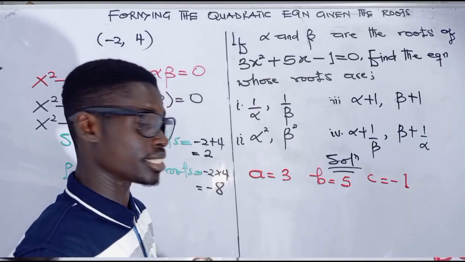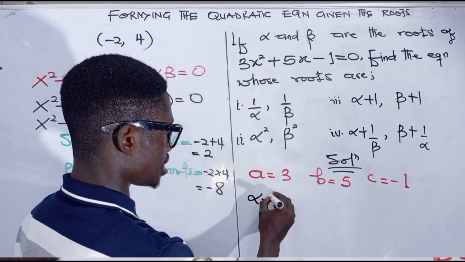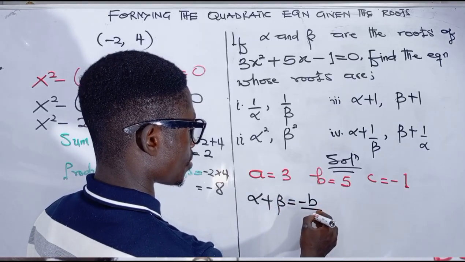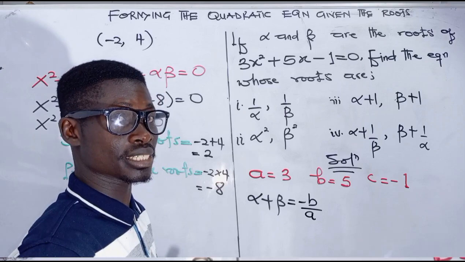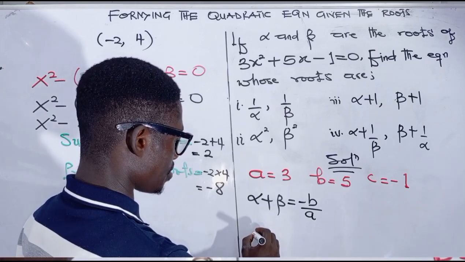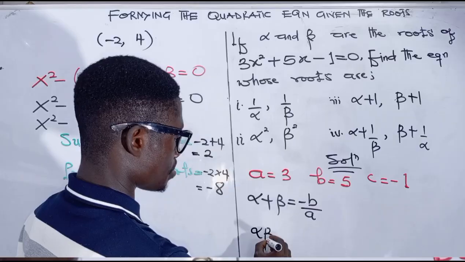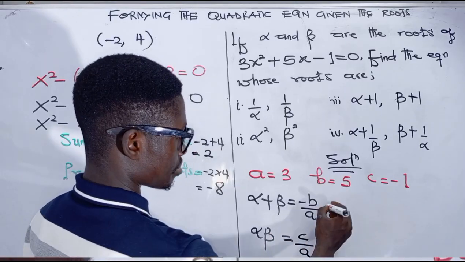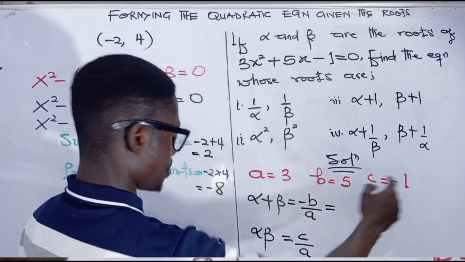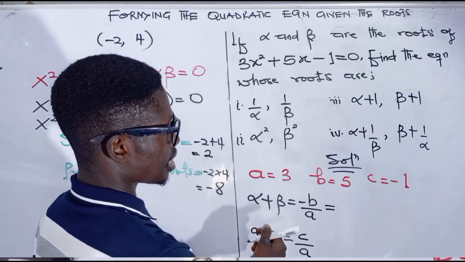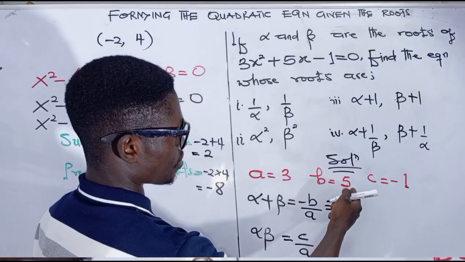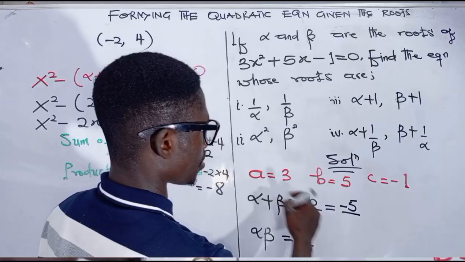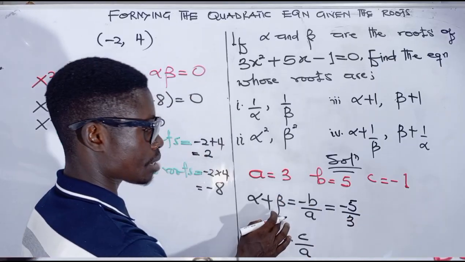And we have already established that the sum of the roots, which is given as alpha plus beta, is the same as minus b all over a. We've already talked about this in our previous lesson. And then the product of the roots, which is given as alpha multiplying beta, is given as c all over a. So from this, we know that our A is 3, and then our B is 5. So we just have to substitute it here. So we are going to have -5 all over 3. That is the sum of the roots.